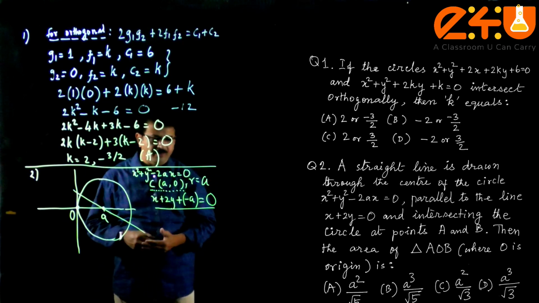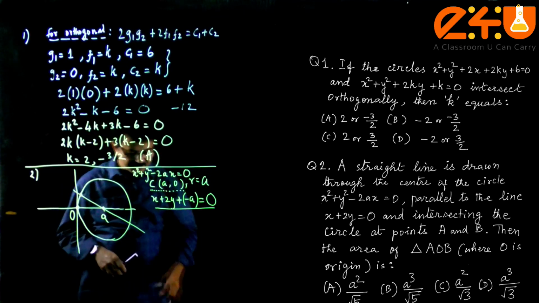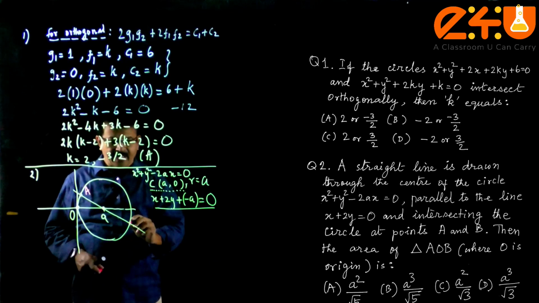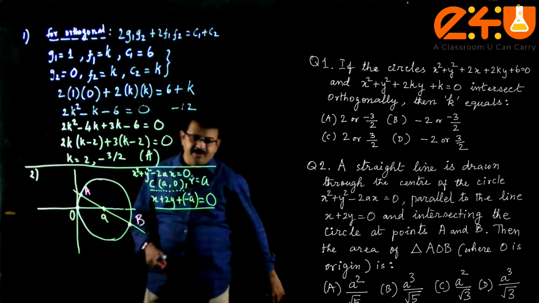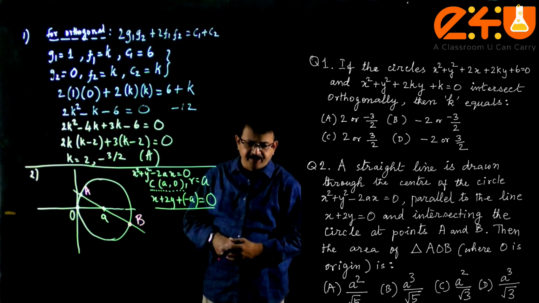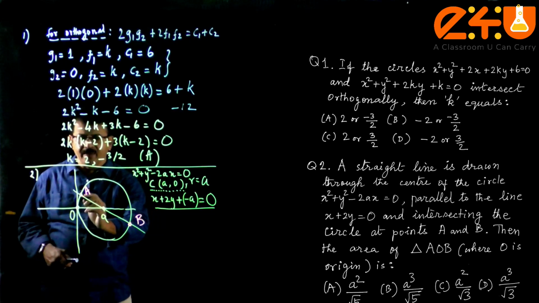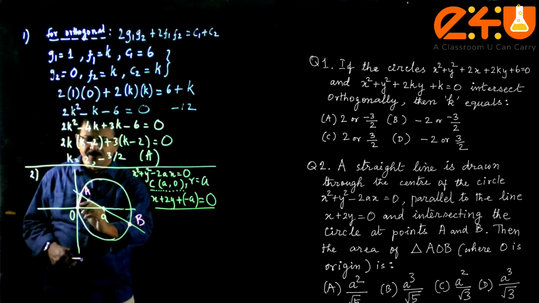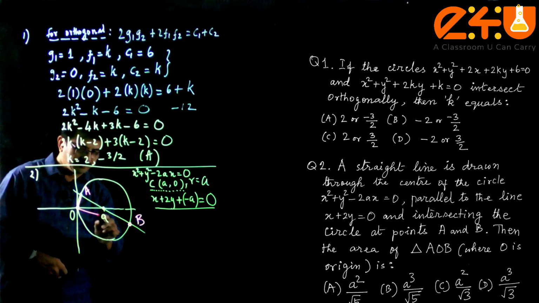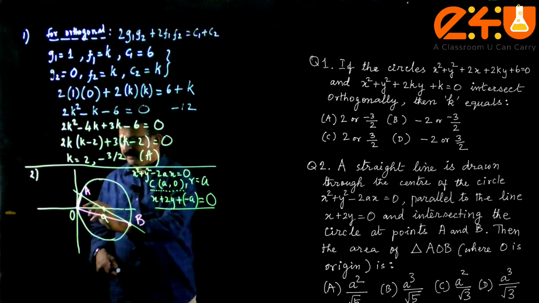What else is remaining? You have to call these points. This line intersects the circle at A and B. That's what the question says. The straight line intersects the circle at points A and B. And we are interested in getting the area of triangle AOB where O stands for the origin. So I am just trying to complete it. Yeah. So the triangle AOB looks like this.